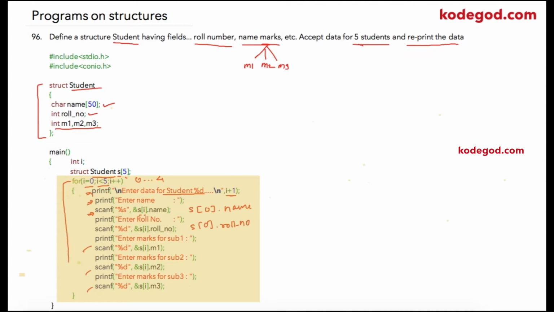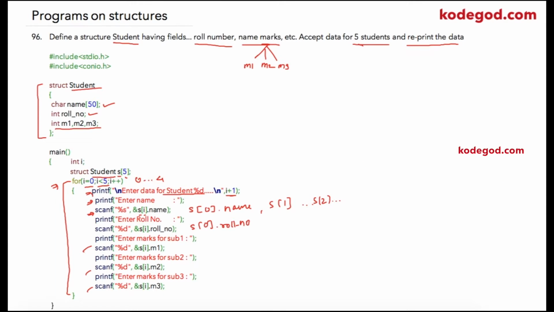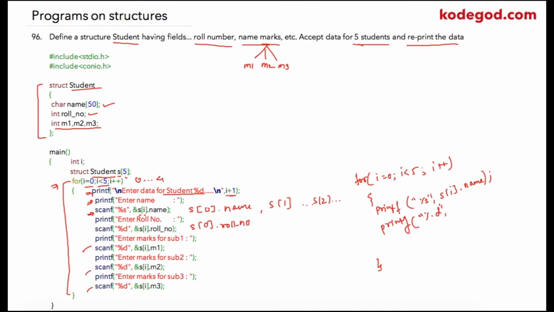So this for loop will accept values for 5 students because it will execute for s0 first, then s of 1, then s of 2 and so on. Once this is done, we just need to write one more for loop for i equal to 0, i less than 5, i plus plus, and inside of this for loop we just need to write printf statements to reprint values, structure data members, for each of your structure variables which are part of your array.